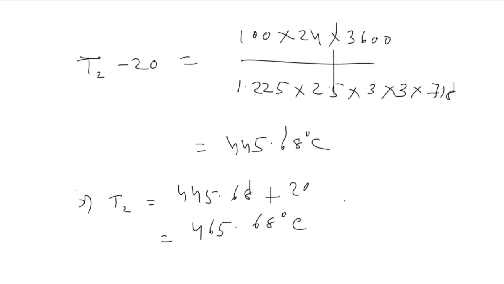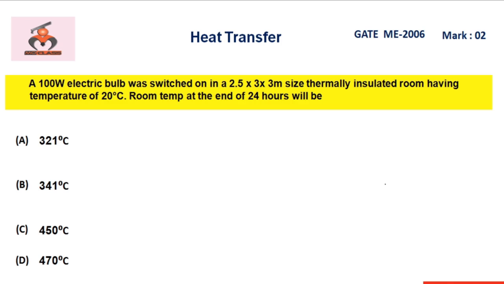Now we will go to the question, but in the options 465 value is not there, so we can round up the T2 value to the nearest maximum value, that will be 470 degree Celsius. So our answer will be D.